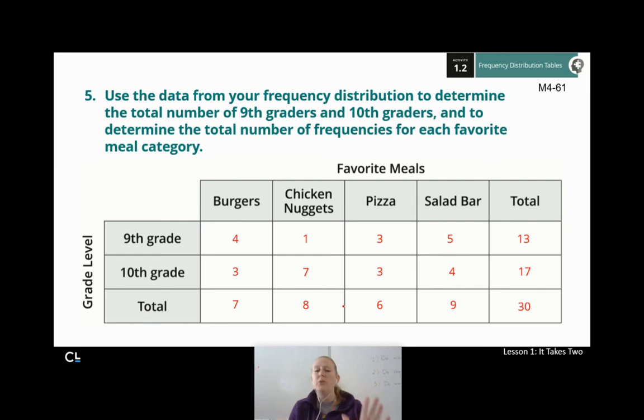So these numbers all match up, right? I add these up, I get 30. I add these up, I get 30. So it looks like we surveyed a total of 30 students. Awesome.